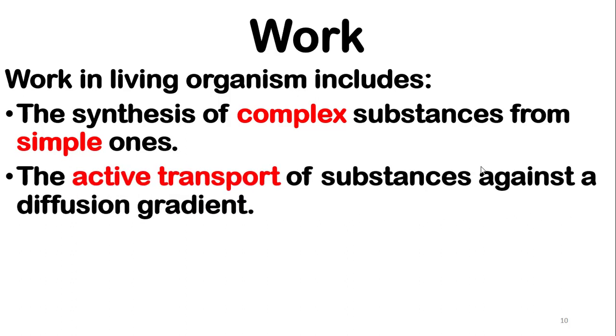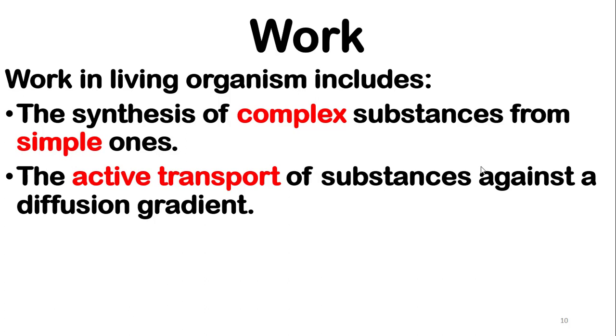Number two, the active transport of substances against a diffusion gradient. There are two types of transportation inside the bodies of living organisms. One is called passive transport, in which molecules move from higher concentration to lower concentration. They do not require energy. For example, diffusion and osmosis are passive transport because they do not require any metabolic energy. Instead, molecules can be moved from lower concentration to higher concentration by the consumption of some of the metabolic energy, and that is the active transport.